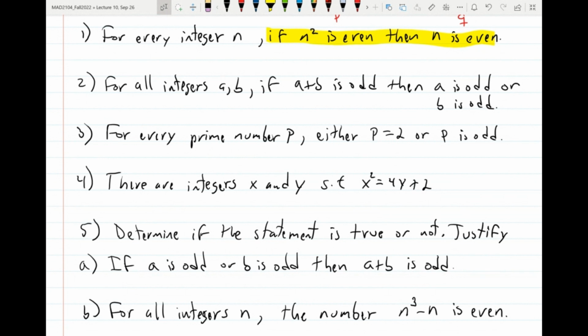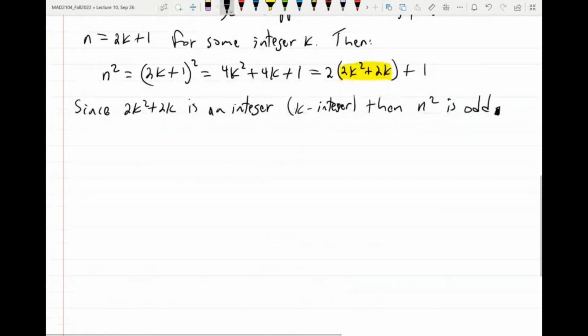I want to show that one of the two, A or B, is odd. If I'm assuming that A is even, what do I better prove? That B has to be odd, right? So let's see if we can do that. AB is an odd number, and then A is even. Okay, I have to write stuff down so you can see.